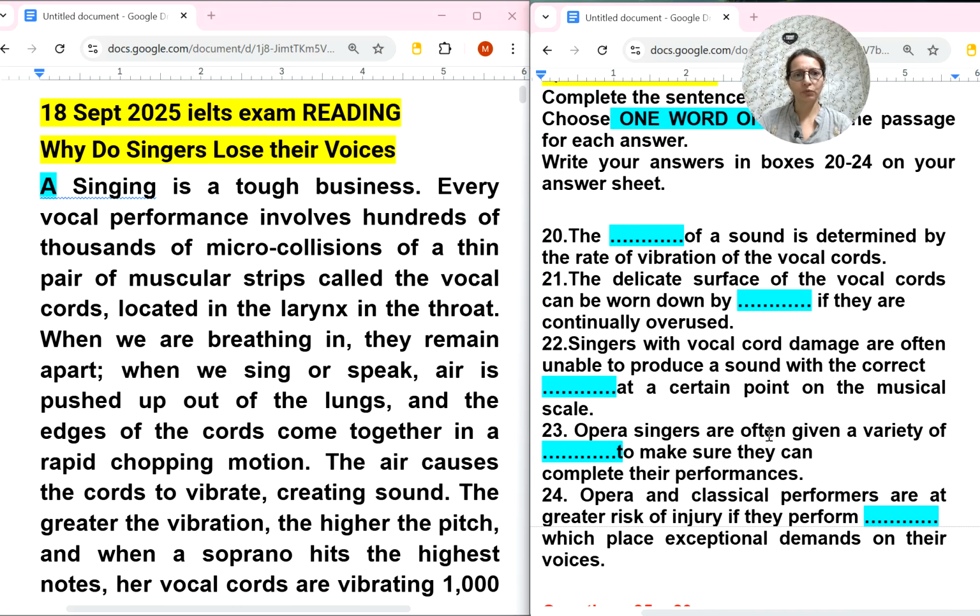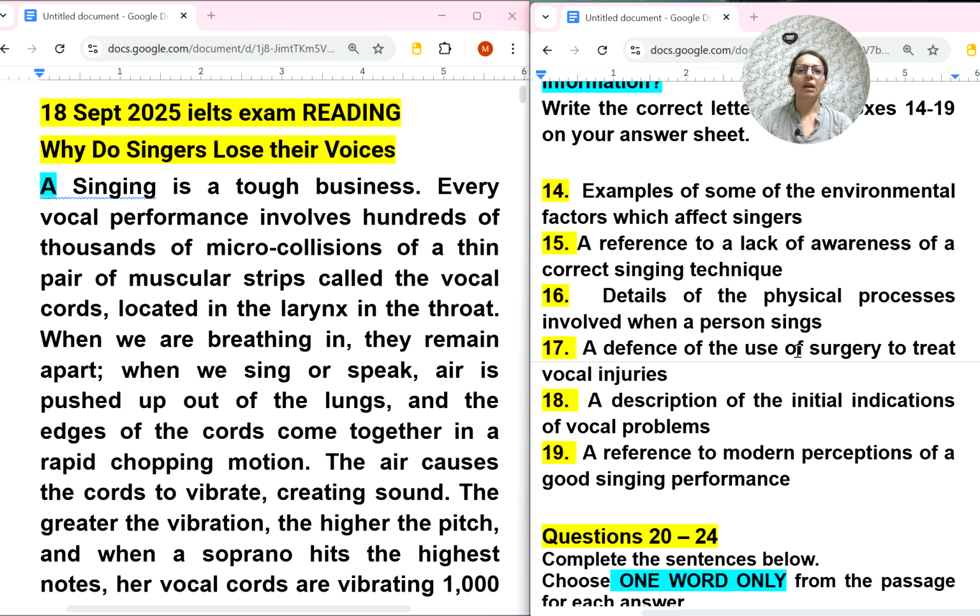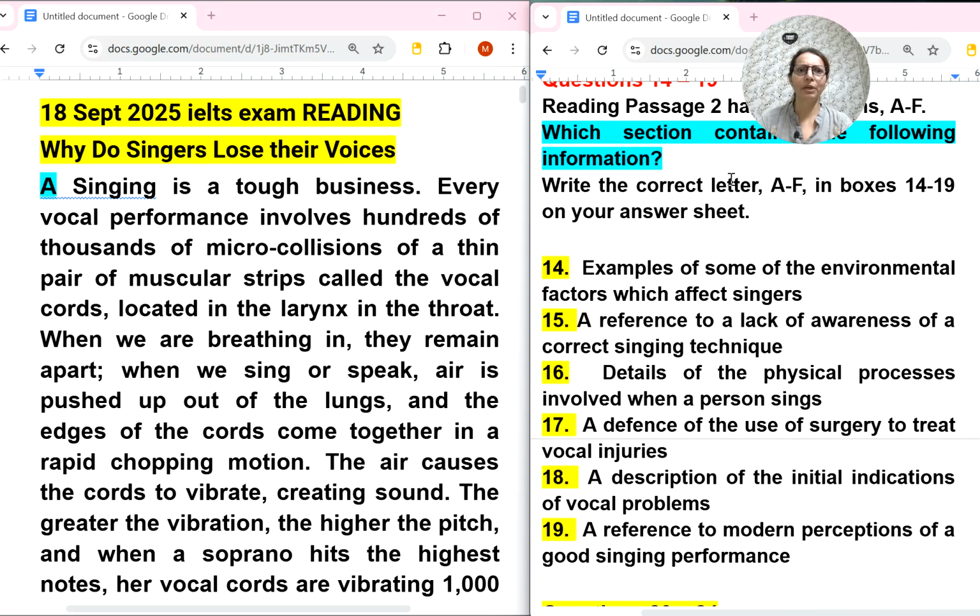Some students will complete the fill in the blanks first, but I always try to start my reading with the first type of question, because most of the time the first type of question is which section contains the following information or list of headings, and sometimes multiple choice questions. But believe me, when you do these questions first, you will go through the full passage, all paragraphs. So you are already aware in which paragraph they were talking about what type of things.